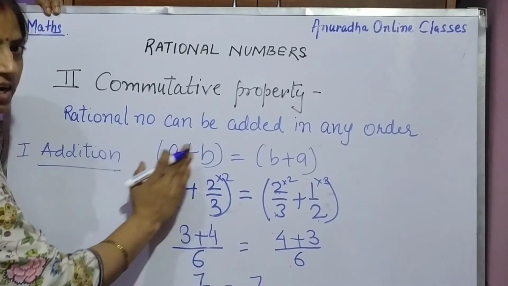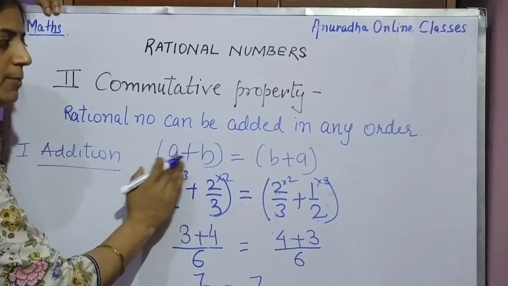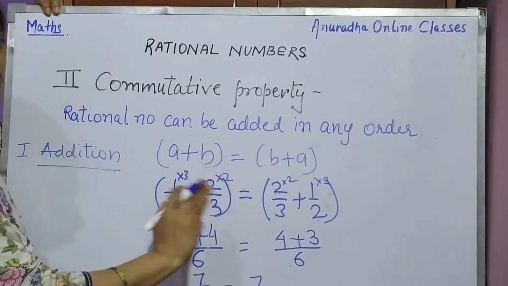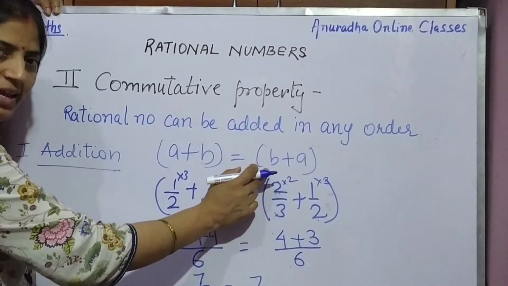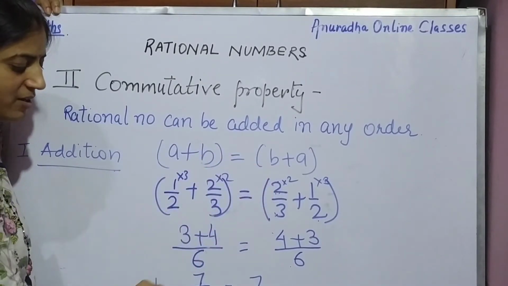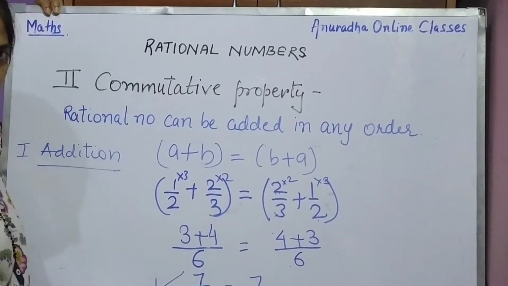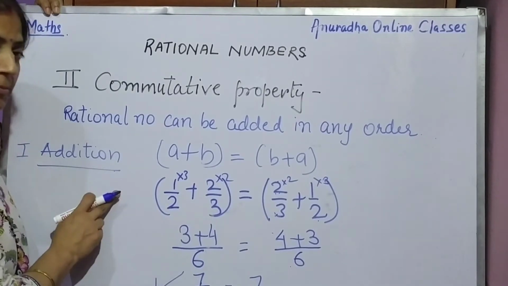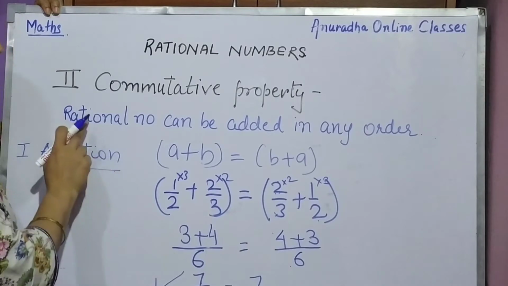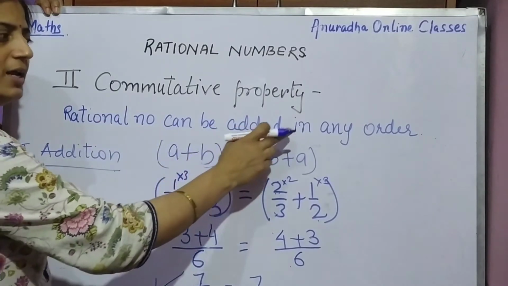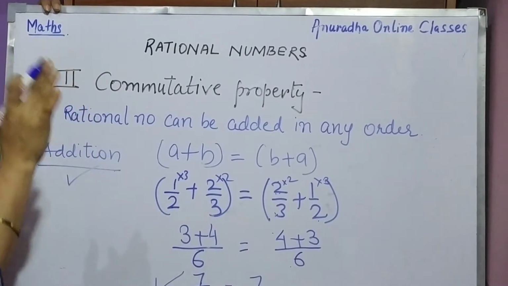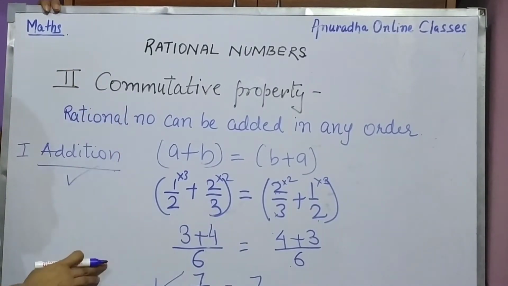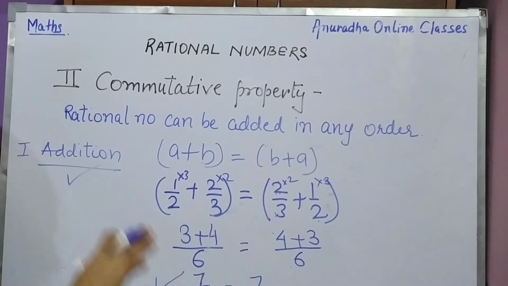That means if we change the position of both rational numbers, change their order, and write B first instead of A first, then also we will get the same solution, we will get the same sum. That means rational numbers can be added in any order. It is following the rule of commutative property, right? So it is applicable for addition.